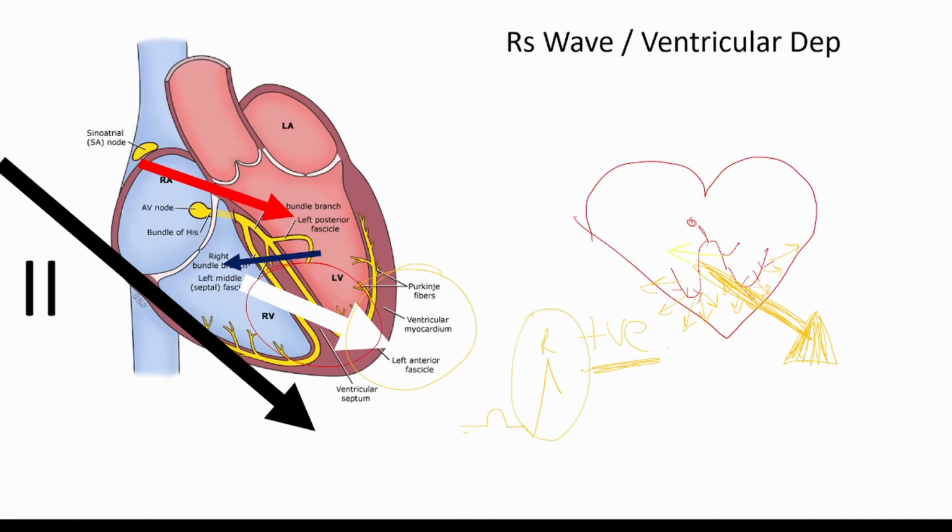However, things still carry on. We have another wave, which is the S wave. It goes down, and then there's a negative deflection here. Now, where does this S wave negative deflection come from? Well, let's continue with this diagram.